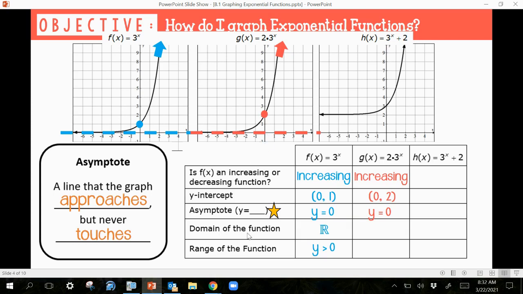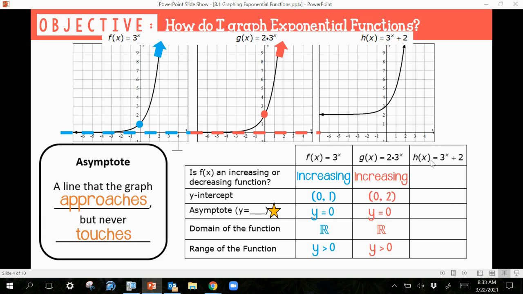Again, the domain of this function, arrow to the left, arrow to the right. So we say all real numbers. And the range of this function, so again, our asymptote is at 0 and the graph is above. So we'll say that the range is, again, y is greater than 0.